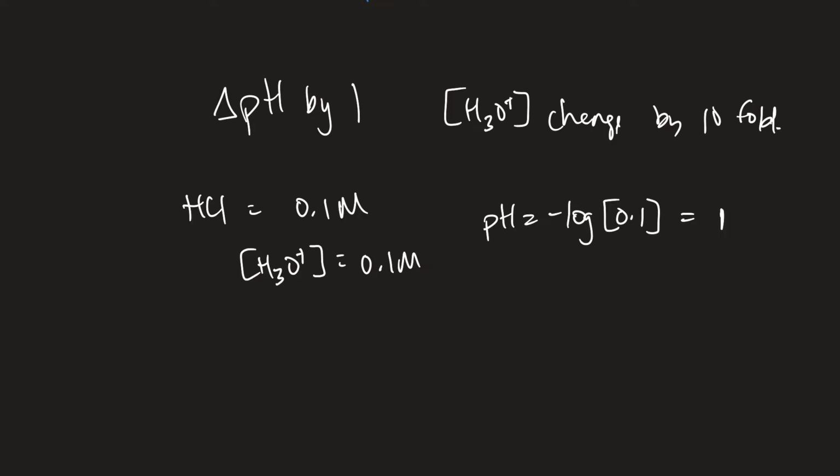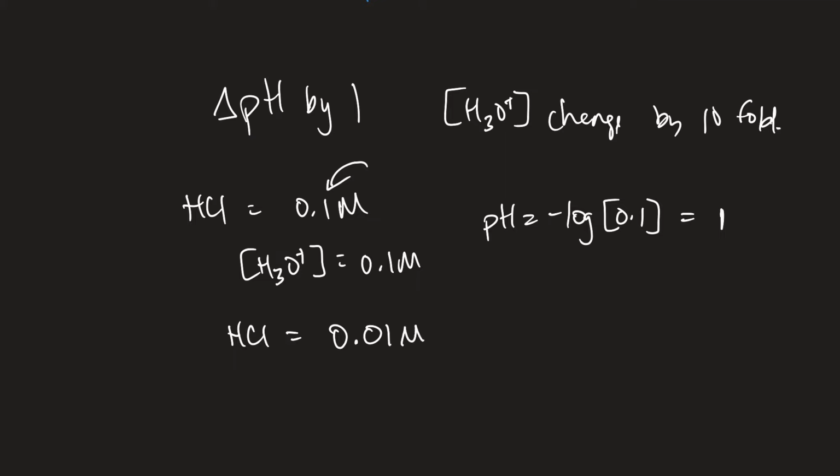Now, if you wanted to increase the pH, so you want the pH to be 2, how will this affect the concentration of hydrochloric acid? Well, it will have to be affected 10 times. It's not like if you halve the concentration of this, then you're going to have a pH of 2. No, you're going to have to change the concentration by 10 folds in order to see a change of pH.